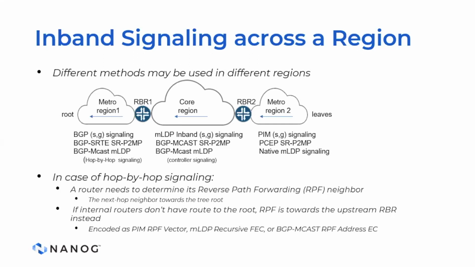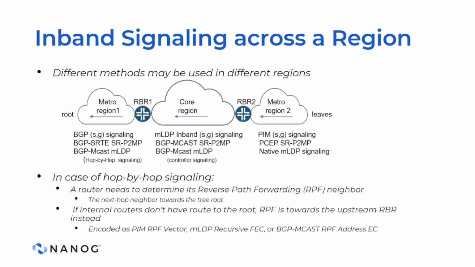a router needs to determine its reverse path forwarding neighbor, basically the next hop neighbor towards the tree root. So it needs to have a route towards the root. In the inter-region case, for example, seamless MPLS or seamless SR, it's quite often that internal routers actually do not have the route towards the tree roots. In that case, the RPF needs to be towards the upstream RBRs instead.